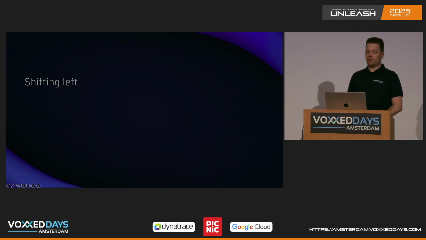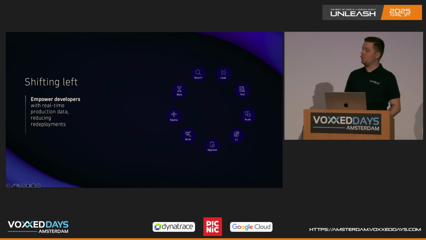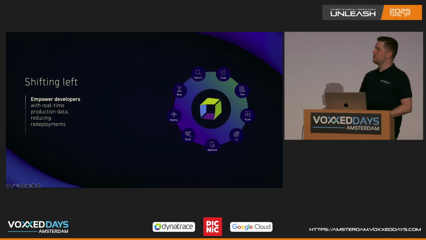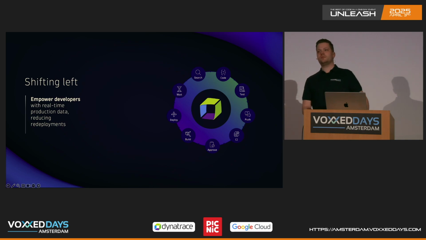So then we hear a lot of talking about shifting left. So what do we mean with shifting left? It means that we empower developers with real-time production data and reducing redeployments. So who in here in the last half month or half a year has had an issue that they could not reproduce? A production issue?